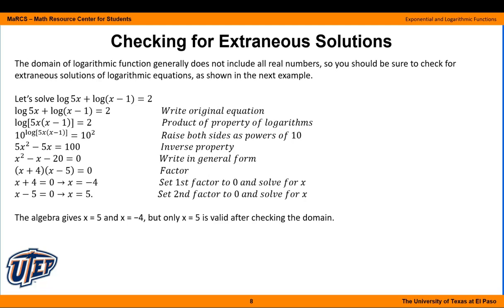At this point, both values appear to be solutions algebraically. However, before accepting them, we must check them in the original equation. After checking, we find that x equals -4 is not valid because it makes the argument of the logarithm negative. Therefore, the only solution is x equals 5.